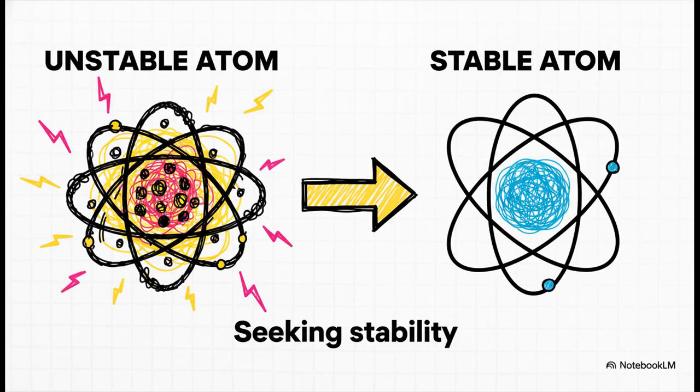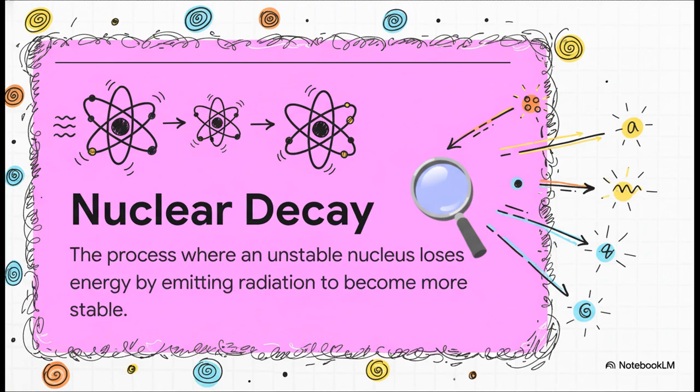The whole idea of radiation, the whole shebang, it really boils down to one simple concept: unstable atoms. See, some atoms are perfectly balanced, totally chill, but a lot of others, they're not. They've got way too much energy, maybe too many particles, and they are just desperate to find a more stable, calmer state. And that's where nuclear decay comes into play.